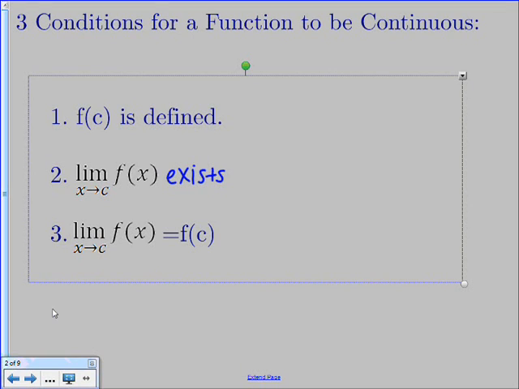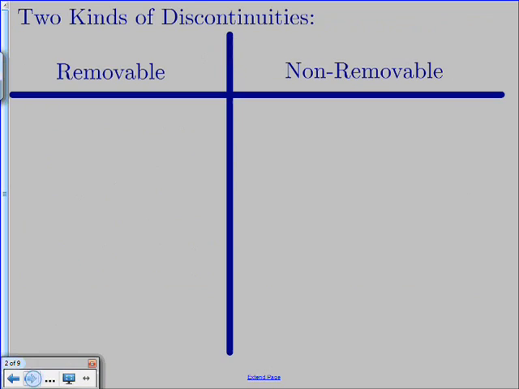So those are the three different things you want to look at to determine if a function is continuous at a point c. A function can also be continuous over an interval, which just means that all three of these conditions have to be met for all of the values inside of the interval. Okay. So then we have two different types of discontinuities that a function can have.